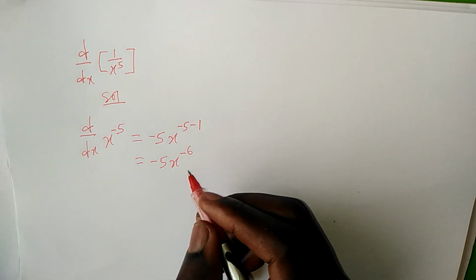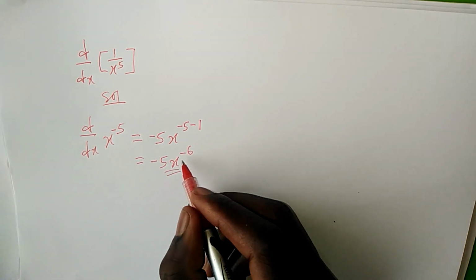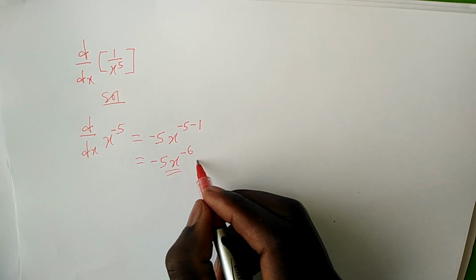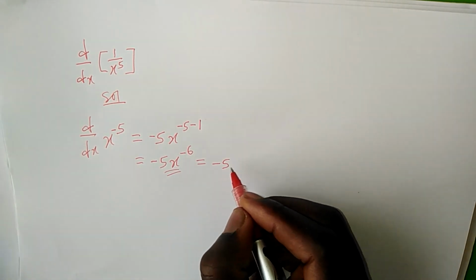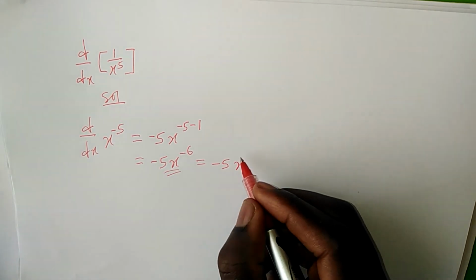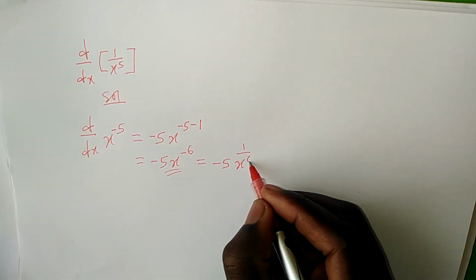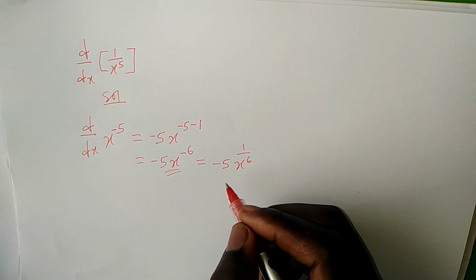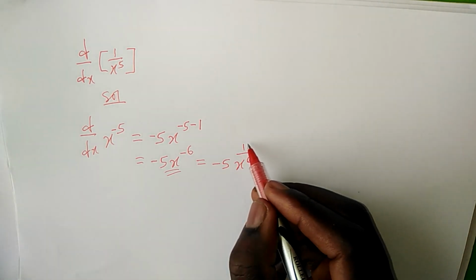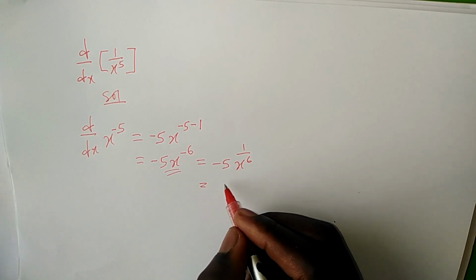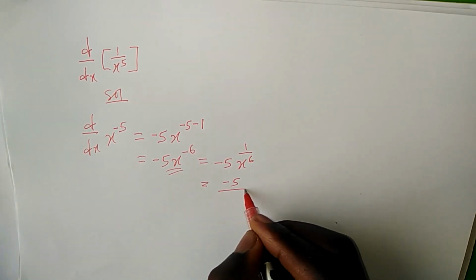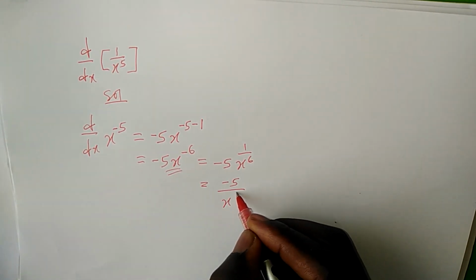Now, this would have been our answer, but because x is carrying a negative sign as an exponent, you rewrite it. Write it as minus 5 over x raised to power 6. Now, this will go down into the denominator. Therefore, finally we'll have minus 5 over x raised to power 6.